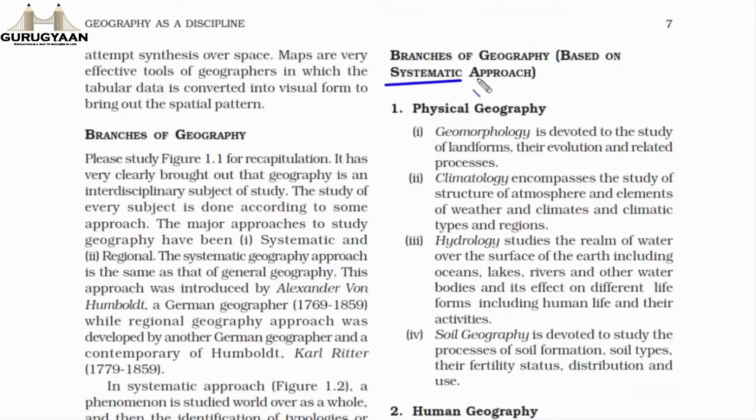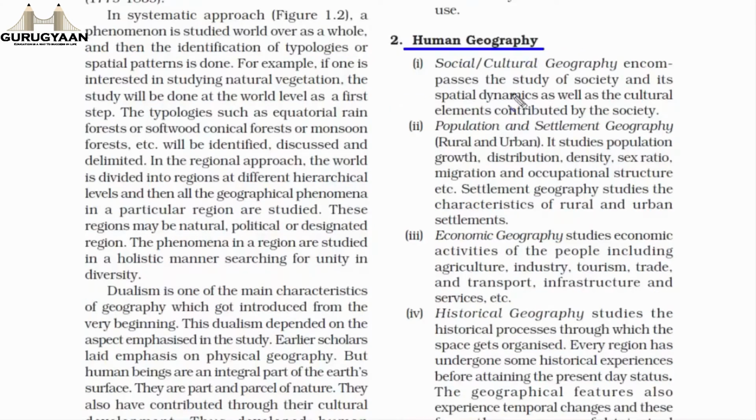So here are all the branches of geography in a systematic approach. At first we have physical geography, under that we have geomorphology, climatology, hydrology, soil geography, etc. And then we have human geography, under that we have the social, population, economic, and historical aspects. We're going to read about all these topics in depth in the chapters going forward in this textbook. For now, just have a quick glance at them.